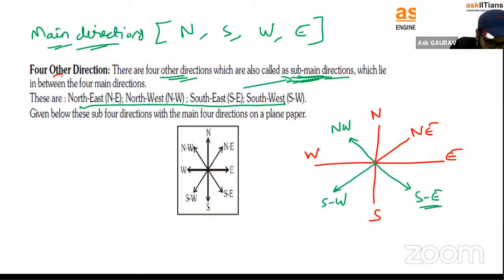Guys, reply in the chat whether this point is clear and my voice is audible. Yes, reply in the chat also, right? Whether this point is clear or not.